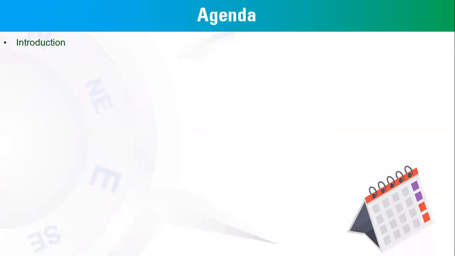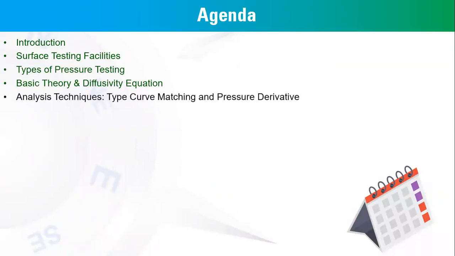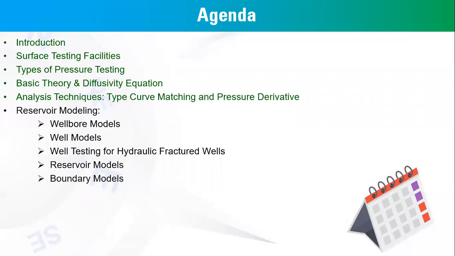Start with the introduction, surface testing equipment, type of pressure testing, basic theory on diffusivity equation, and fundamentals of pressure transient. After that, the analysis techniques like type curve matching and the pressure derivative. And then we have reservoir modeling, which will cover reservoir wellbore models, well models, well testing for hydraulic fractured wells, reservoir models, and finally boundary models. And at the end, we will take an overview about the well testing interpretation process.